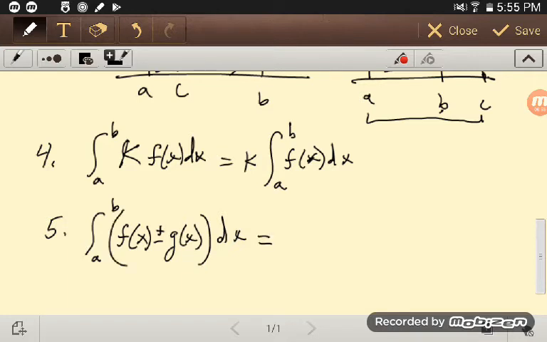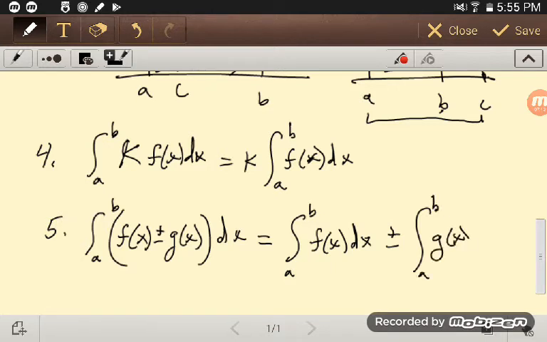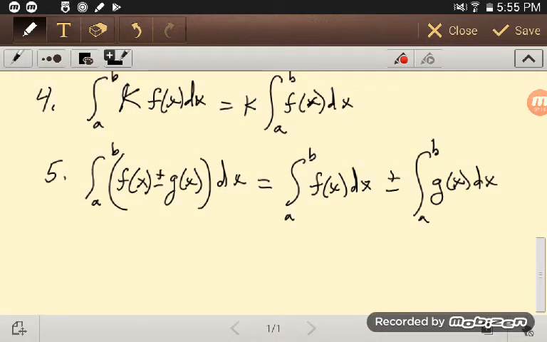Then this says, oh, we can split that into two separate definite integrals, the integral of f of x dx, plus or minus, depending on what we had there, the integral from a to b of g of x dx. And again, this one is reasonable in that you can look at the f of x plus g of x.